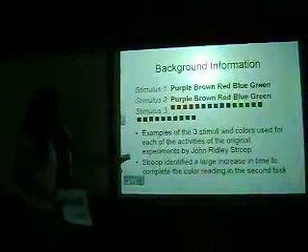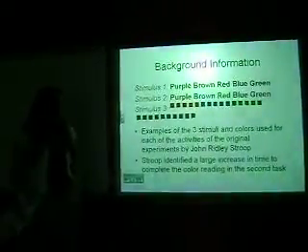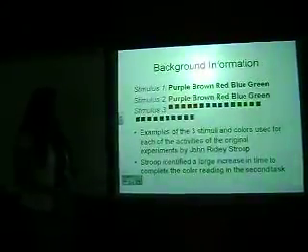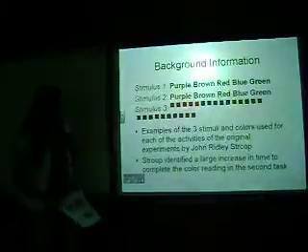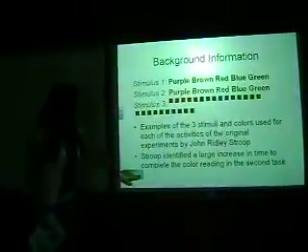This is the original experiment by John Ridley Stroop. It should identify a large increase in time to complete the color reading the second time. That's what I just said.